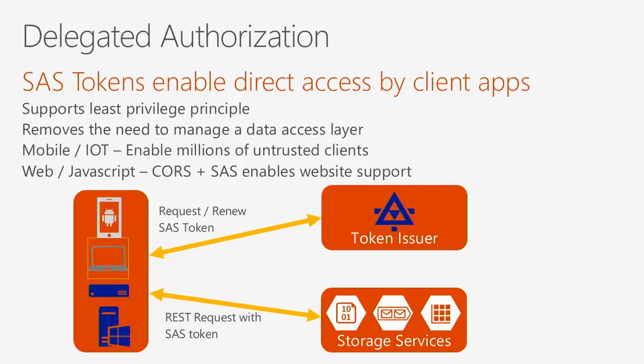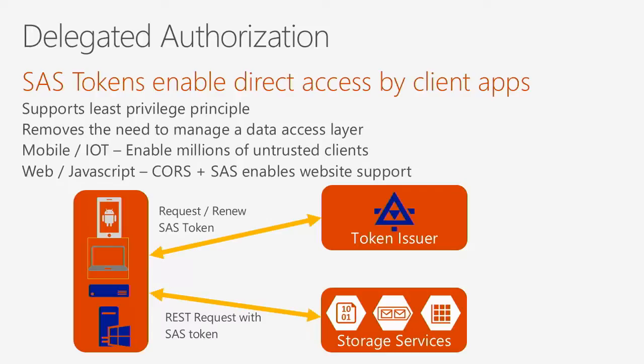And this allows you to define a specific set of access on a specific object and generate a URL to that object that includes what we call the signature. And that signature is generated and signed by the key. So you need to build a process. You can see this box that says token issuer.